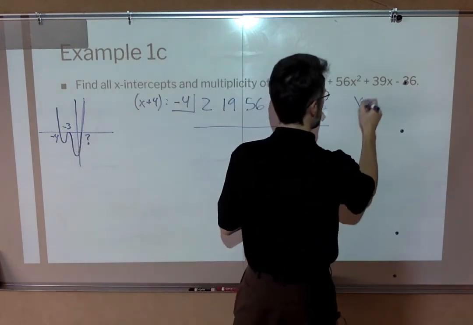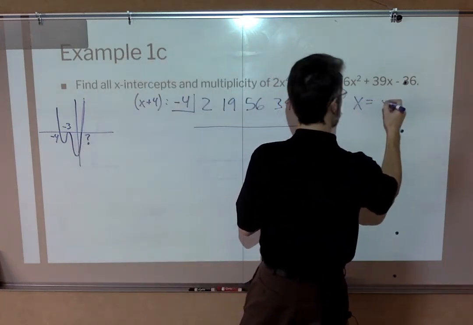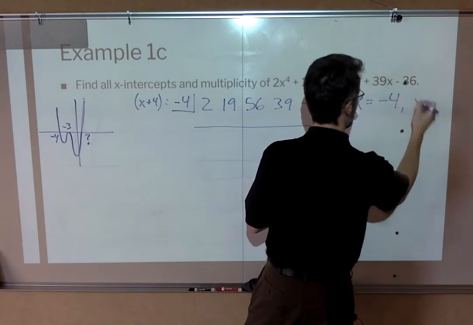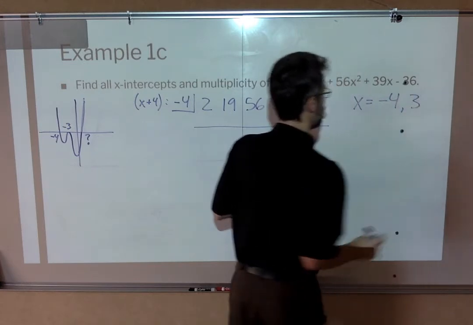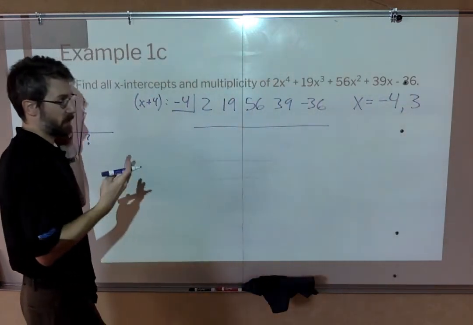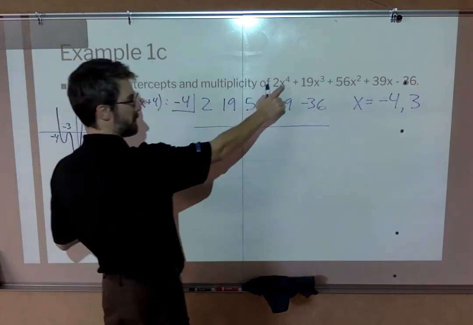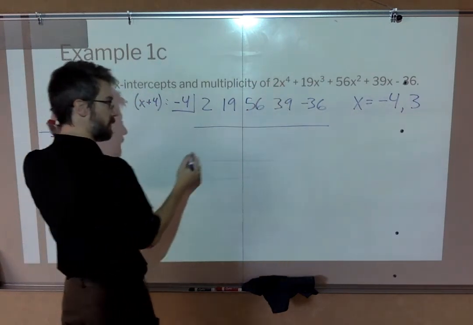Also at this point, I could start listing my solutions. So negative 4 and 3. I know those two are good, so I've got 2 out of the 4, right? I know there's 4 total solutions, and I've got 2 of them.